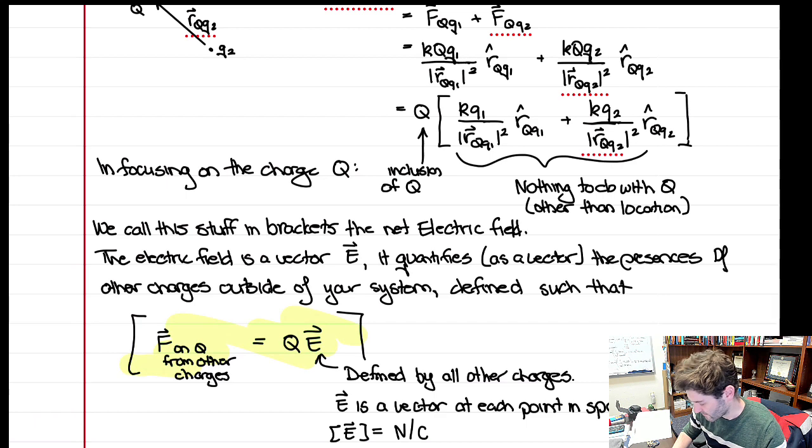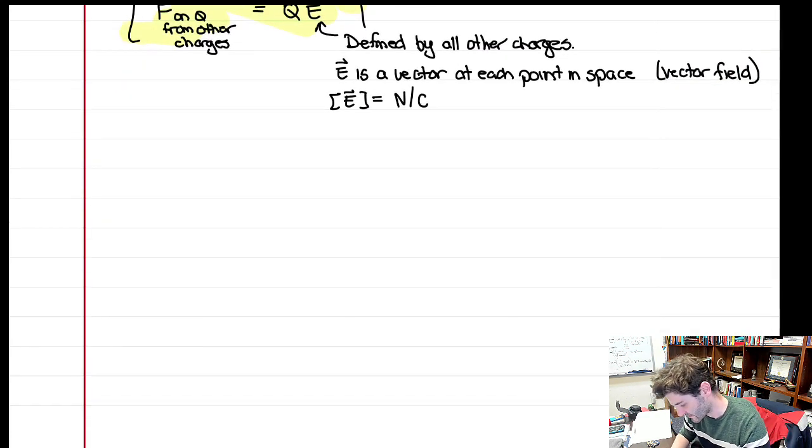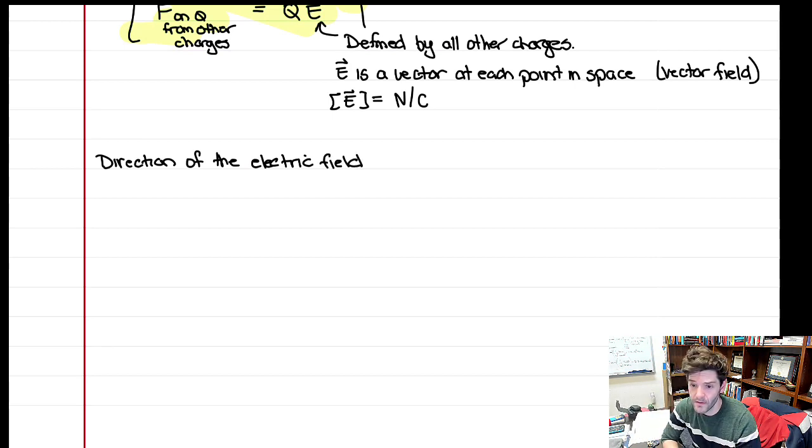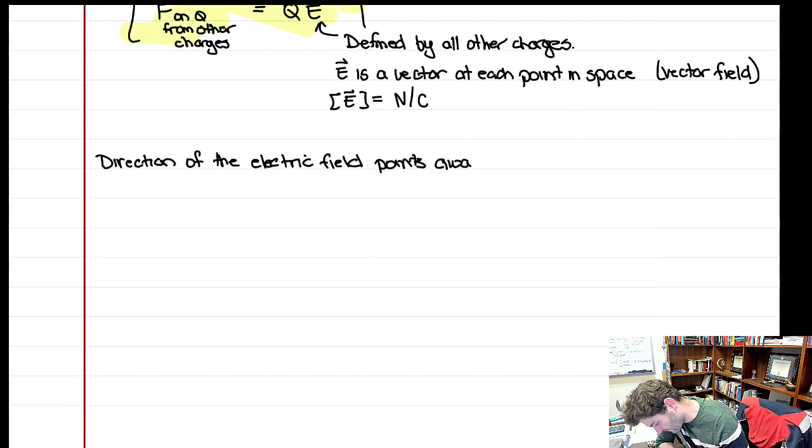All right, but let's write down for posterity some of the things I just said. So the direction of the electric field points away from positive charges and towards negative charges.